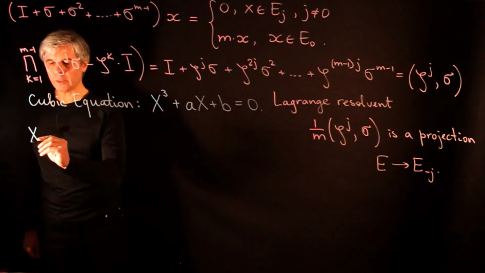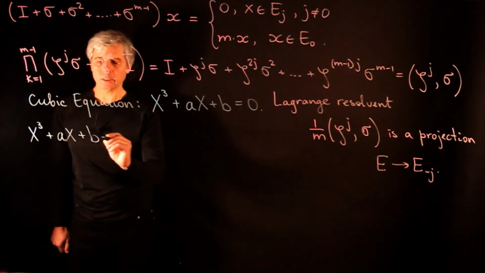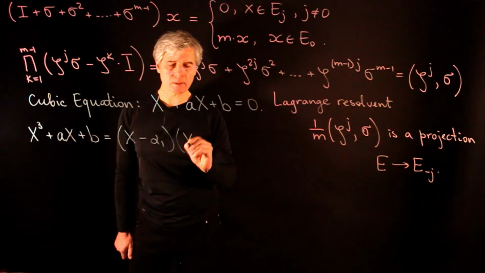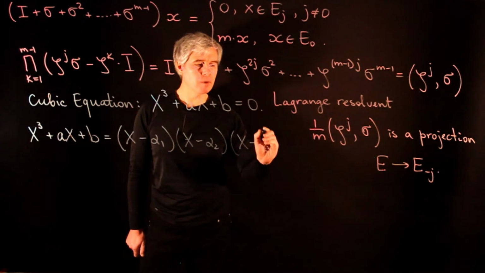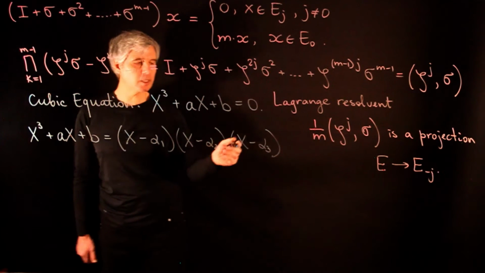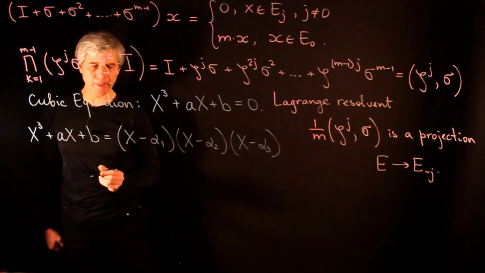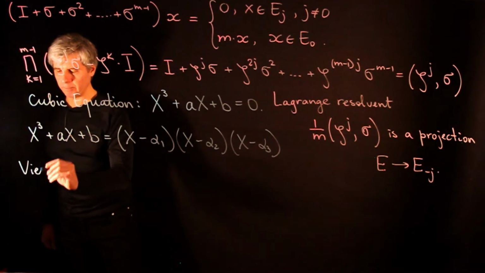First, we're going to look at the factorization. x cubed plus ax plus b is equal to x minus alpha 1 times x minus alpha 2 times x minus alpha 3, where alpha 1, alpha 2, and alpha 3 are possibly complex roots of this cubic polynomial. First, we write the Vieta's theorem.